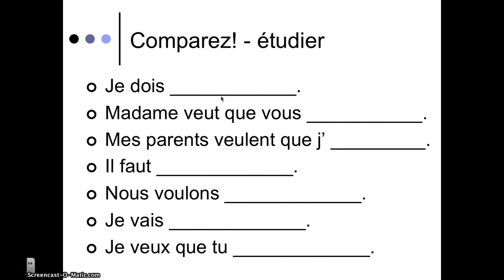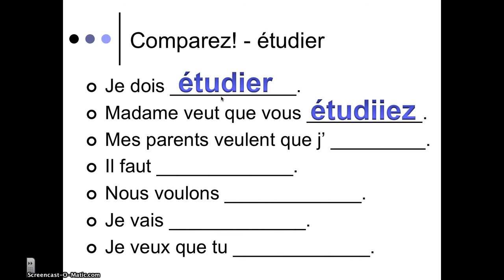So take a look at these, and we've got to figure out. We're going to use étudier. Do we need the subjunctive, or do we need an infinitive? All right. Numéro 1, je dois étudier. Infinitive. All right. I have to study. Madame veut que vous étudiez. Subjunctive. All right. Again, we have this que introducing a new subject. Mes parents veulent que j'étudie. Again, the subjunctive. New subject here is je.